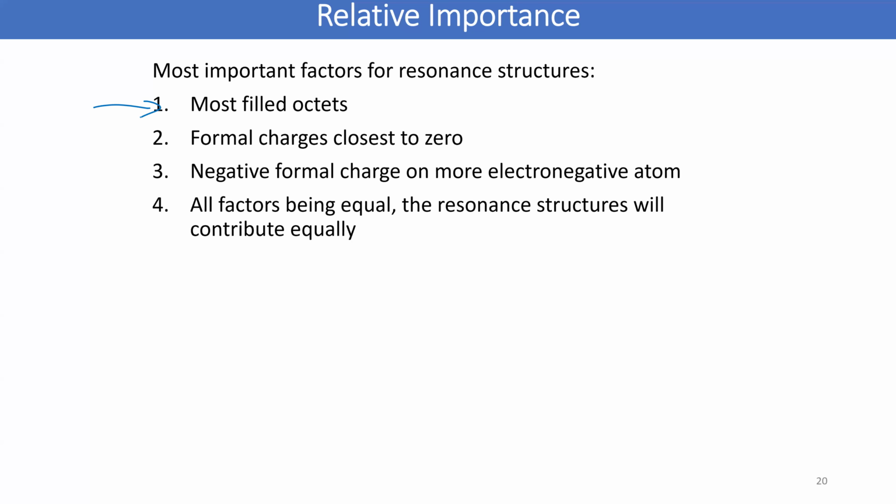If you have 2 resonance structures and they both have the same number of valences filled, the next most important thing is, can we get all the formal charges as close to 0 as possible? If we have to have a negative charge, putting it on the more electronegative element is usually preferable. And so these are in order of importance. The most important is the first one. We're down in 3 and 4. 3 especially, we're splitting hairs.